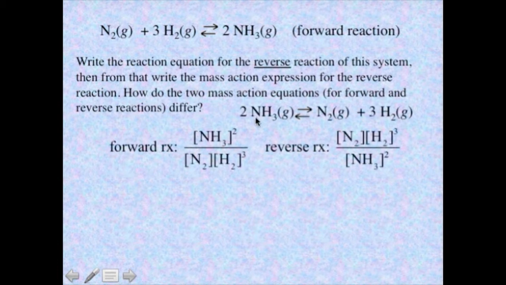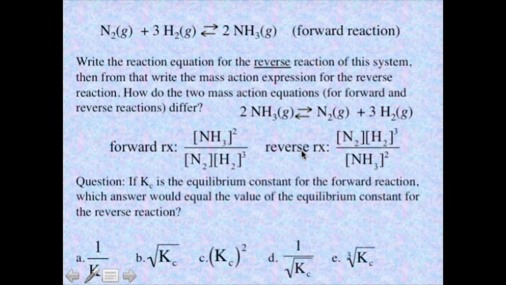So here we have the reverse reaction, where the ammonia, which was a product, becomes a reagent, and the nitrogen and hydrogen, which were reagents, become products. If we write the mass action equations for these two, for the forward reaction, it's product concentrations to the power of its coefficient divided by reagent concentrations to the power of their coefficients. The reverse reaction is exactly the inverse, because the products have become reagents and the reagents have become products.